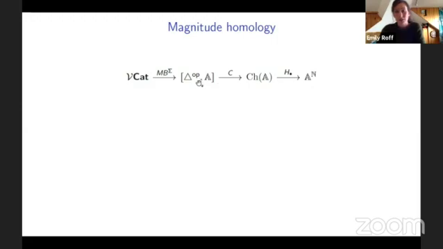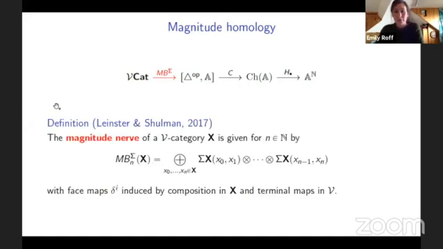So the second category is obviously the simplicial objects in A. This is chain complexes in A. H is homology of chain complex. C is the unnormalized chain complex of a simplicial object. So really all I need to tell you about is what this first functor here is doing, B sigma. And this is what we call the magnitude nerve.